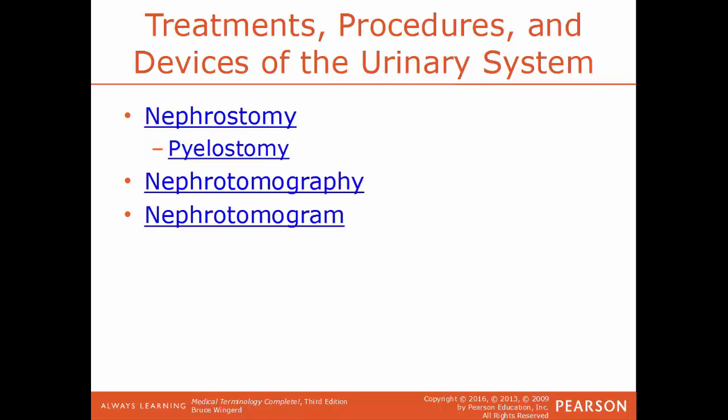Nephrostomy, this is the surgical creation of a new opening into the kidney. A related procedure to that will be our next term, pyelostomy. This would be the creation of an artificial opening into the renal pelvis. So not just the kidney in general, but the renal pelvis exactly. Nephrotomography. This is a diagnostic tool to visualize the kidney by injecting a contrast medium into the kidney. So this is a radiologic exam. The result that you get from this process will be a nephrotomogram.